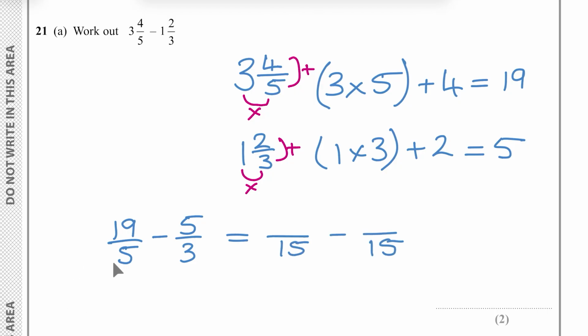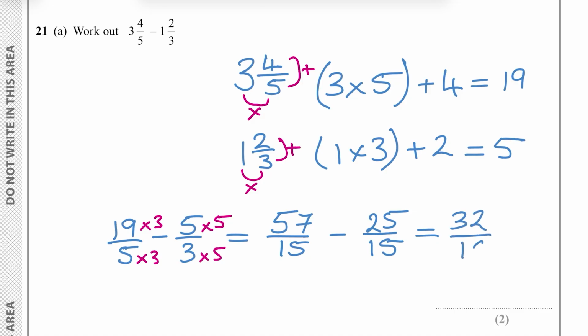Now, how did we turn 5 into 15? We multiplied that by 3. Whatever we do to the bottom, we have to do to the top. So 19 multiplied by 3, that's 57. And then 5 over 3, multiply that one by 5. Same with the top. So we have 25 over 15. And so we can subtract the numerators. 57 minus 25. That gives us 32, same denominator, 15.